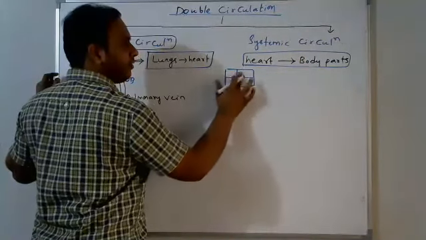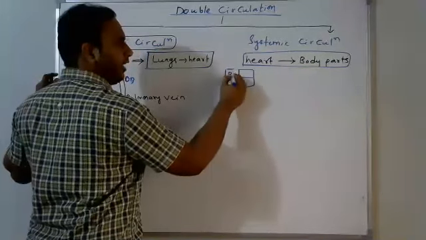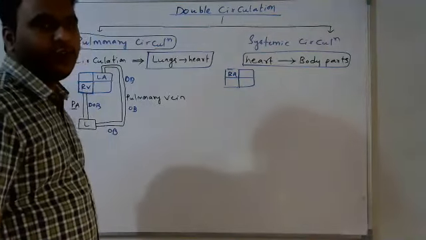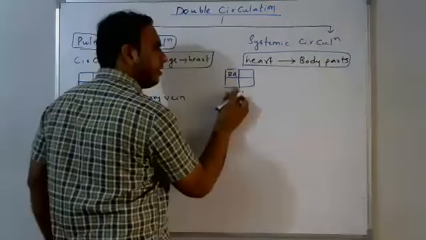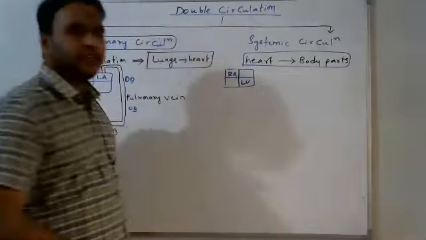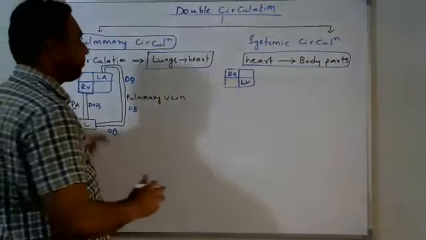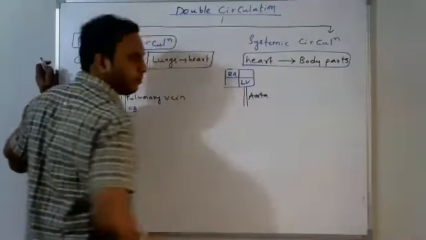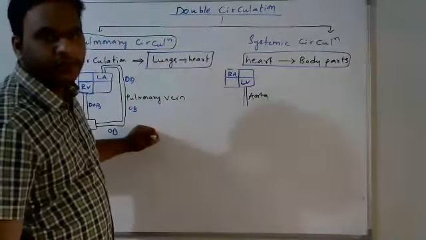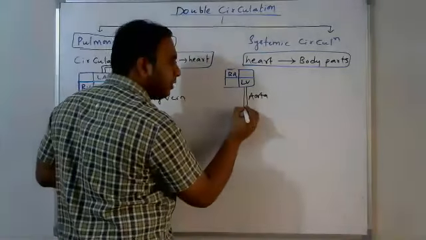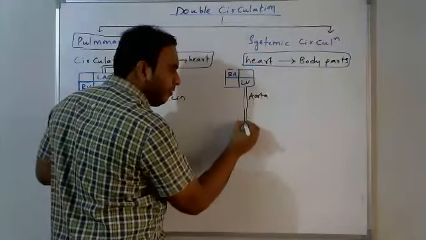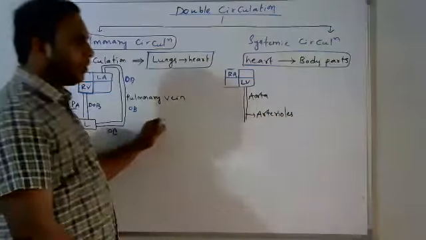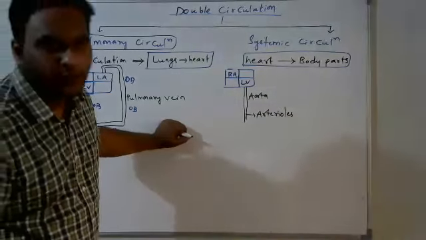Identify the chambers. Right auricle. Okay, right auricle only. No, first I am writing right auricle. Here I am writing left ventricle because it starts from here, right? Aorta. Next, branches of aorta called arterioles. Aorta branches into arterioles only, no?